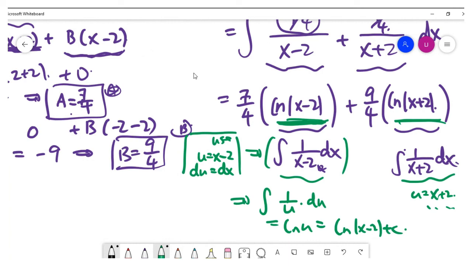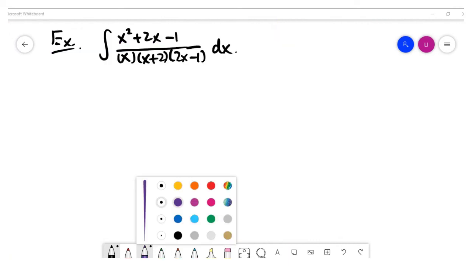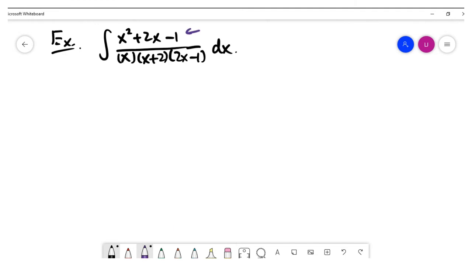Maybe you can do one more example. So please look at the current problem. I'm giving you this integral of a rational function, and please check the degree at the top and the bottom. You see the top has degree 2, and the bottom has degree 3, so it's fine. We can carry out the partial fraction decomposition.